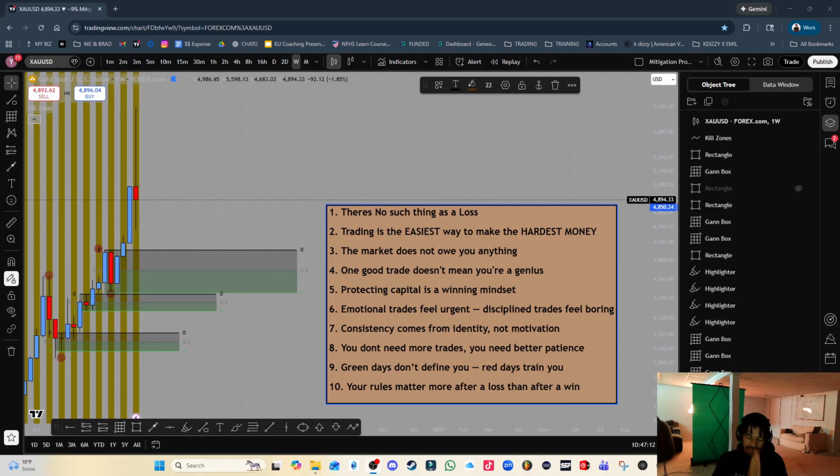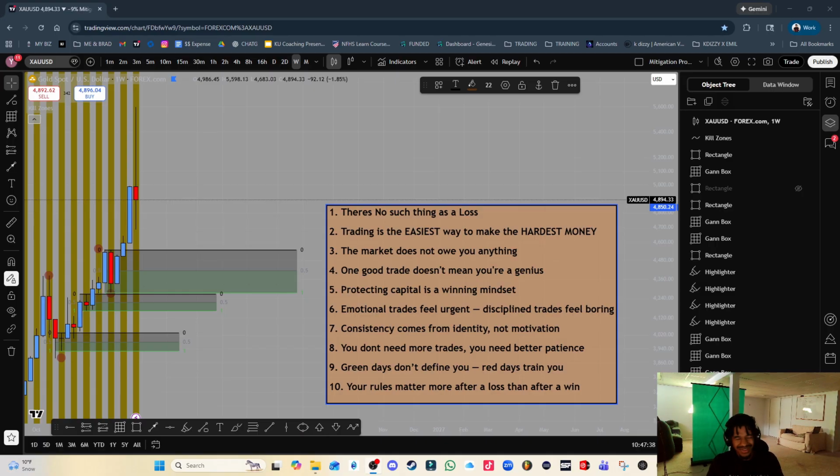And lastly, number 10, your rules matter more after a loss than after a win. You know why? Simply like number 9. After you win, it's like, okay, you won. I mean, you do need to walk away. That's the one thing that does matter. You need to walk away because it's not about just making the money. It's about keeping the money. So make your profit, your daily goal, get away, come back tomorrow. That's what I do, right?